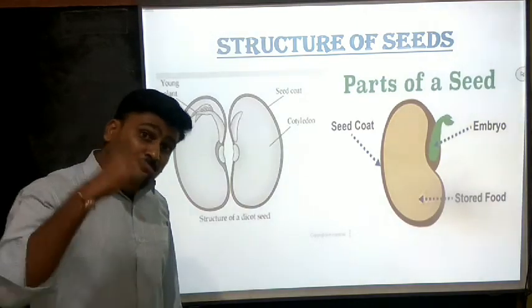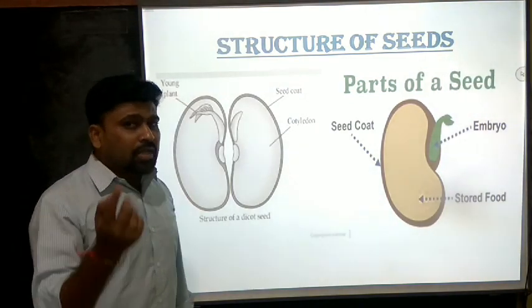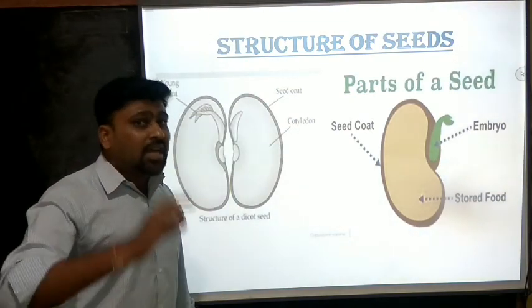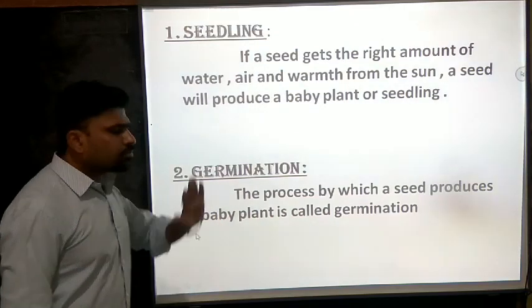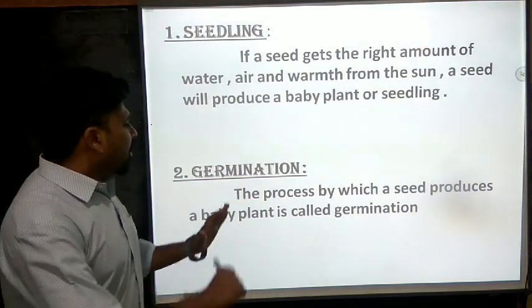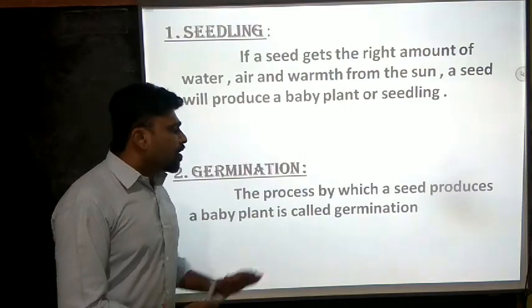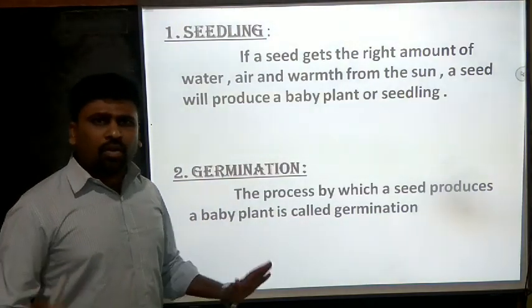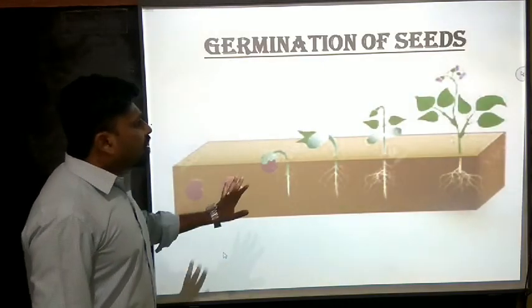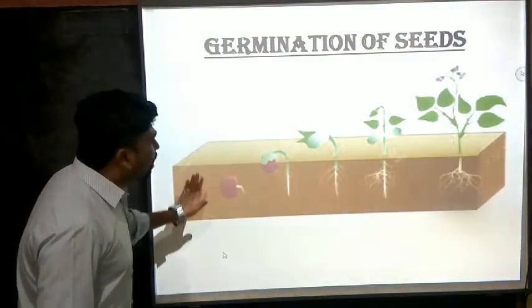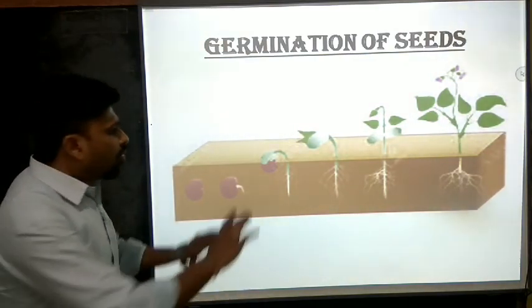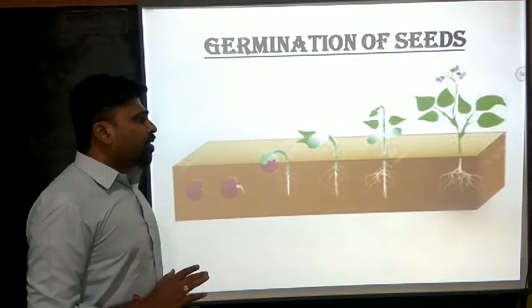Afterwards, the young plant. Understood? These are the three basic parts which are present in the seed. Clear? Now we come across germination. Germination, the process by which a seed produces a baby plant. That process we call germination. Now this is the lab or diagram representation of germination. Clear? This is the figure representation of germination.